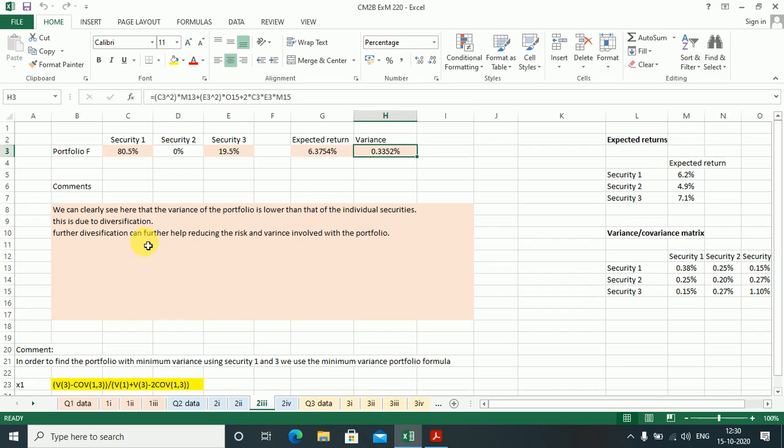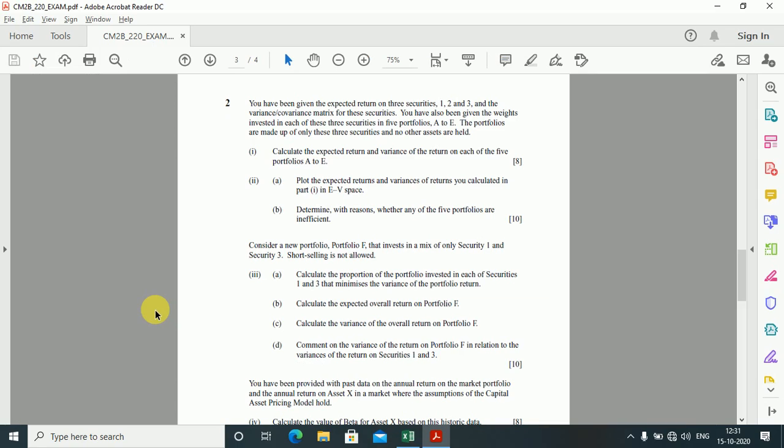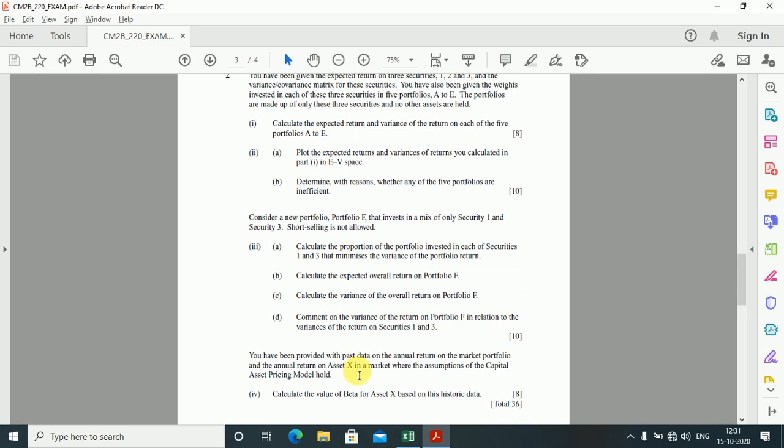If you use Solver, you will get the correct answer. If you use this formula, you will also get the correct answer. Either case will do. And for comments, if you see that the variance is lower in this case and the expected return is higher, one will see that this is an efficient portfolio due to diversification. Okay. Next is calculate the expected return. This is done directly, and comment on whether the variance is in relation to the variances of security 1 and 3.